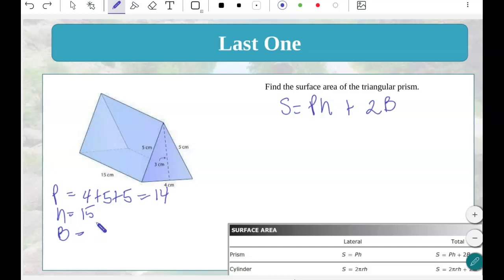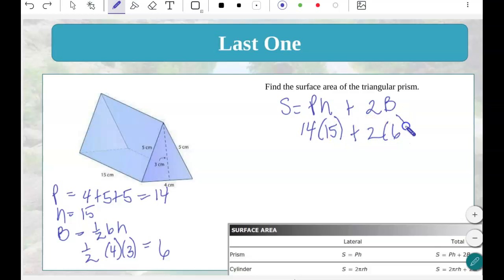Base is a triangle, so we have to do 1/2 the base of the triangle times the height of the triangle. So our base right here is 4, our height is 3. All right, 4 times 3 is 12, 1/2 of that is 6. Let's plug it into our formula, the numbers we know. P is 14, the height is 15, 2 times 6.